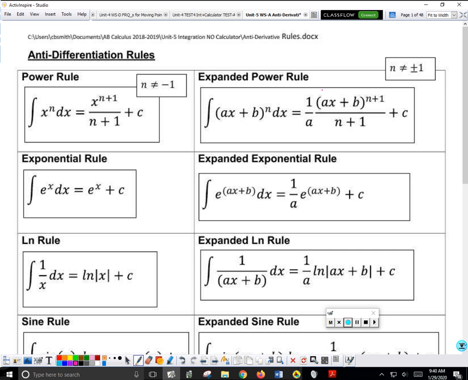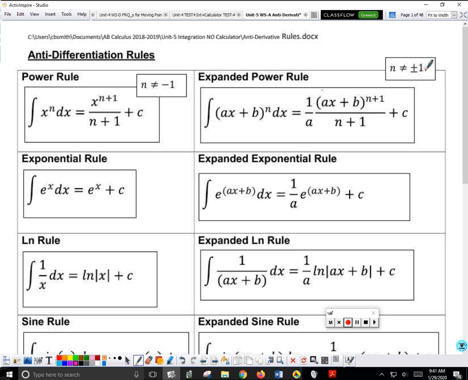Cool. All right, let's start. Oh, and note here, this rule does not work if n has a value of -1. Just that value, because x to the -1 is the same thing as 1 over x. So you're going to jump down here. It's not a big deal. Just notice if it's x to the -1, you just jump from here. Same thing here. If this is ax plus b to the -1, you're just going to jump to here.